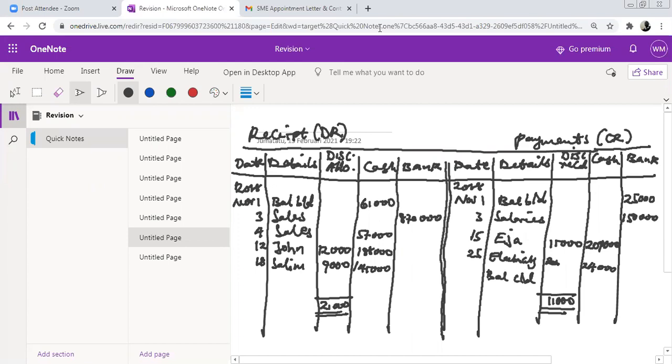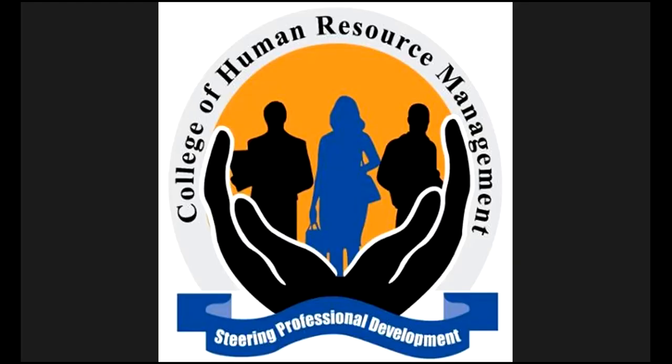Anybody else? Hello, Mwalimu. Just a comment, because of the enterprise management systems that we have nowadays, I believe these are managed electronically. It may not be as physical as it is now. It is moving to an electronic version, but the principle remains the same.